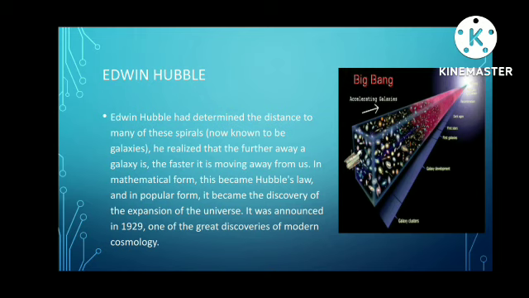Edwin Hubble determined the distance to many of the spirals, now known to be galaxies. He realized that the farther away a galaxy is, the faster it is moving away from us. In mathematical form, this becomes Hubble's law, and in popular form, it became the discovery of the expansion of the universe. It was announced in 1929, and it is one of the great discoveries of modern cosmology.